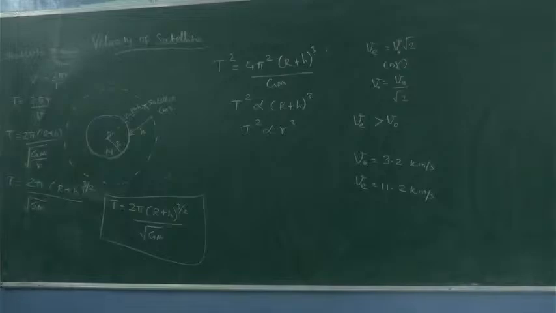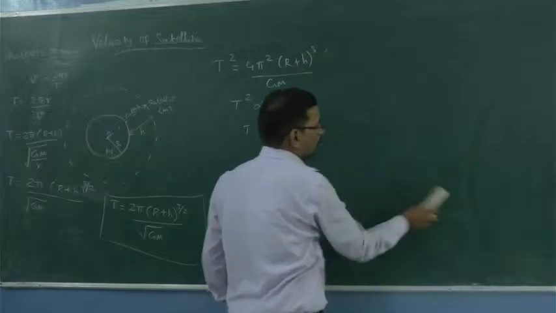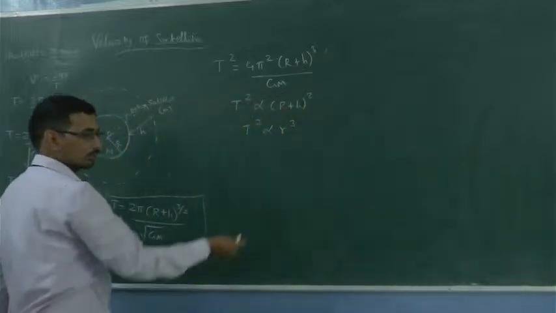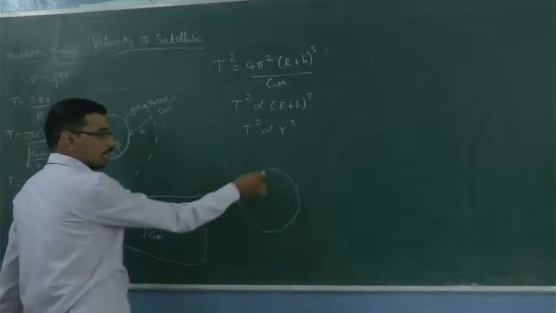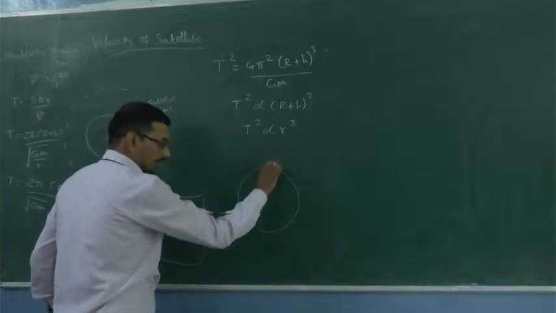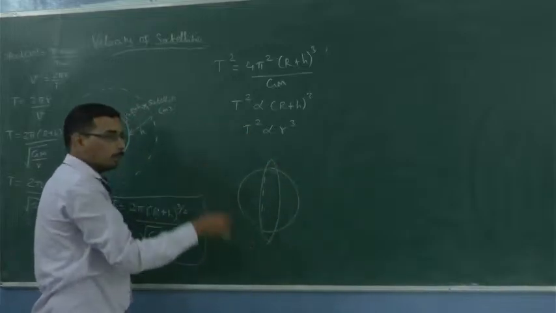Now time period for polar satellite. So far we discussed time period for any satellite, and now we are going to calculate the time period for a specified type of satellite. First type name, polar satellite. A polar satellite will revolve around the poles, going up and down around the Earth. Such kind of satellites are known as polar satellites.